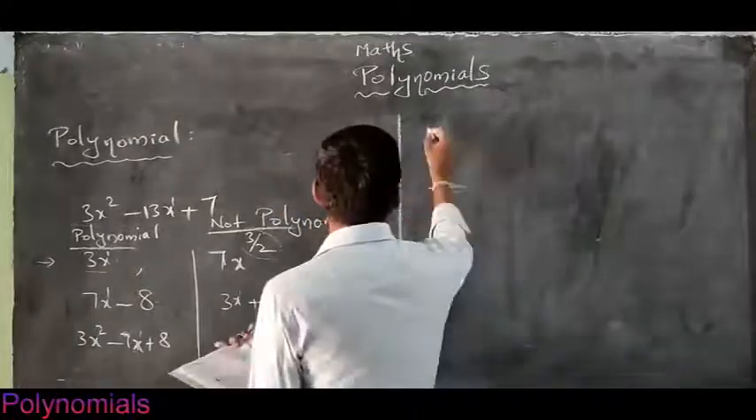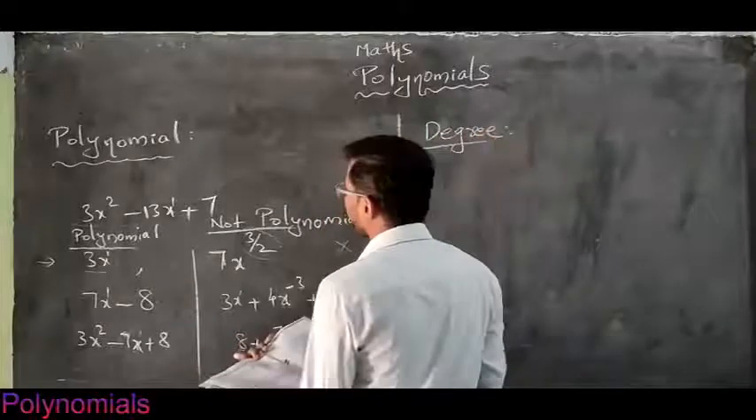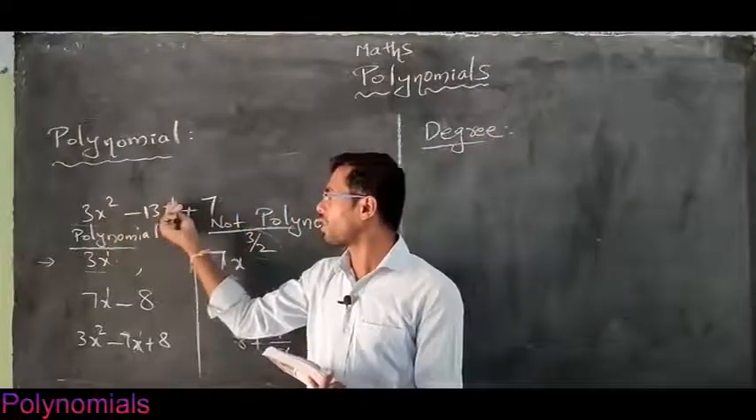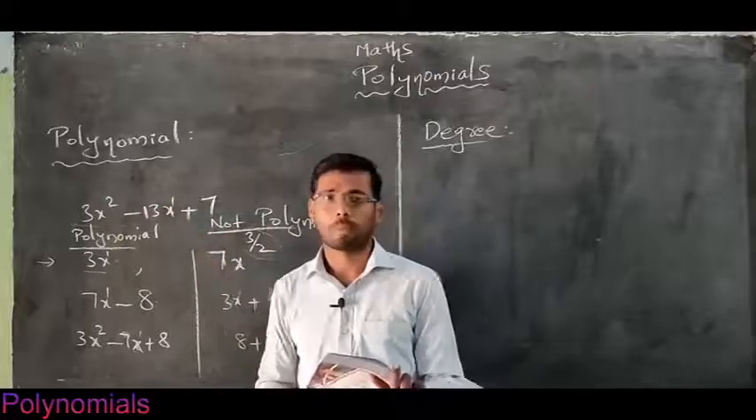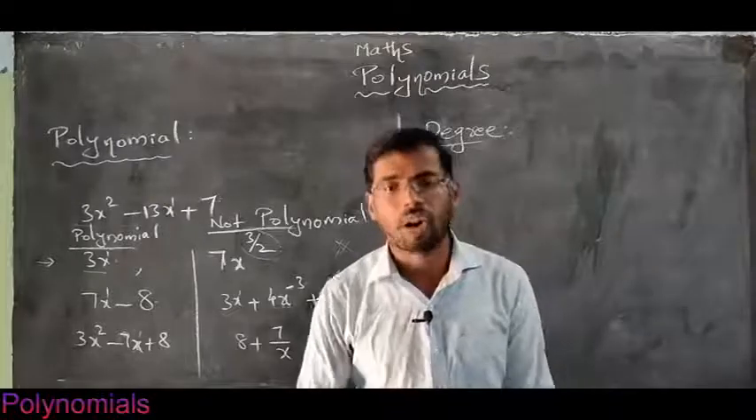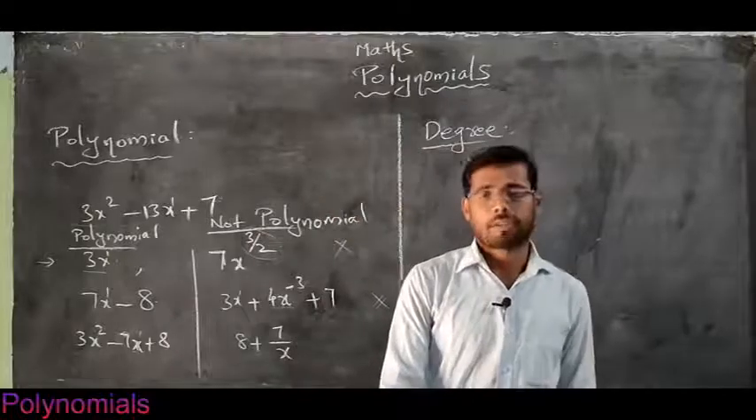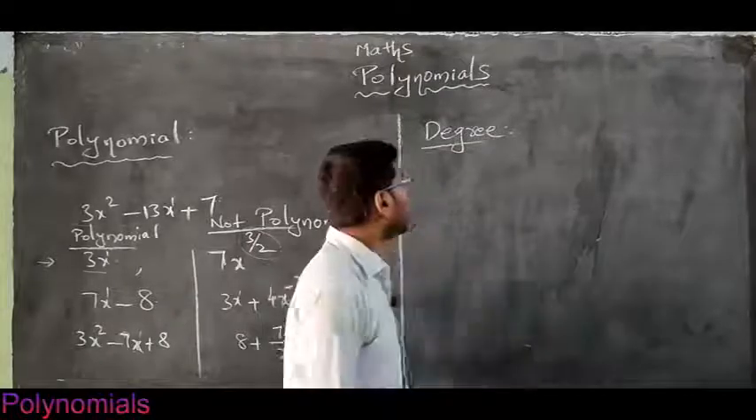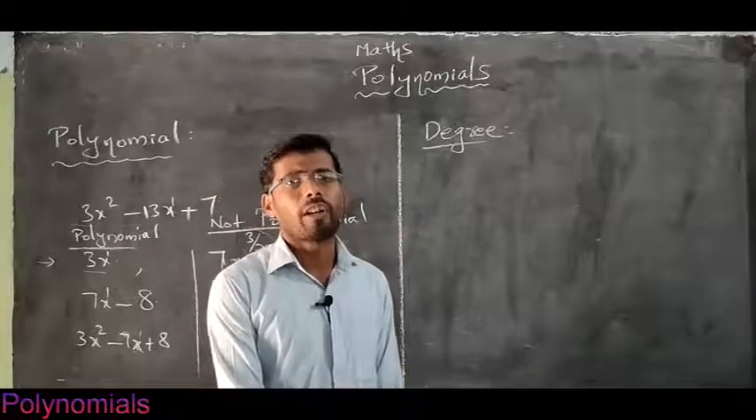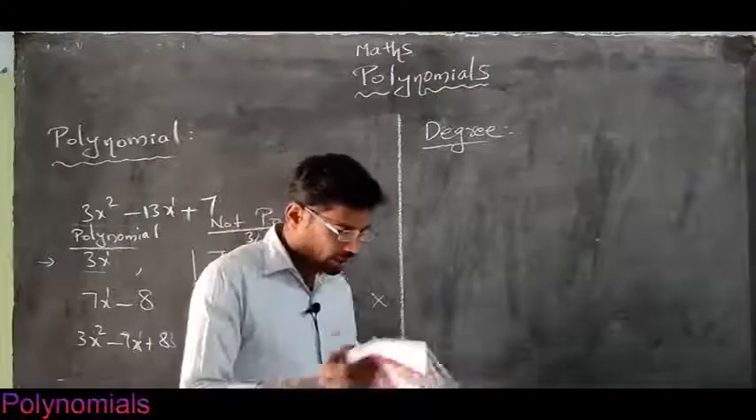Next you are going to learn about degree. Here I am taking one example, 3x square minus 13x. Here x power is positive and here also x power is positive. That's why you are calling this a polynomial. In an algebraic expression, the variables' powers are non-negative integers; those expressions only you call polynomials. Now next, degree of a polynomial. Degree means, in a polynomial, the variable's highest power only we call the degree. Here I am going to give one example for you.